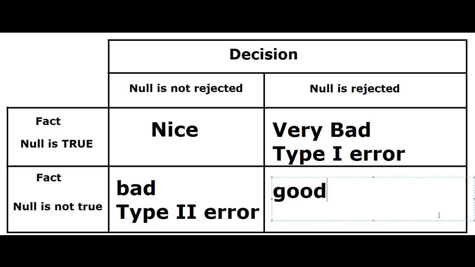So once again, when we make our decision regarding testing a hypothesis, we may commit 2 errors. One error could be that the null is true and we rejected it, and that's very undesirable, and we call it a type 1 error. Another error is that the null is not true and we failed to reject it. That is also an error and we call it a type 2 error.